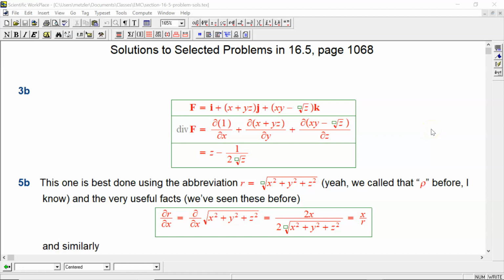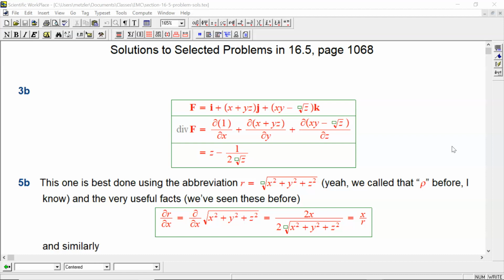Hi folks, I wanted to talk through some of the more interesting solutions to this homework, some of the problems on page 1068, and show you how some nice abbreviations, you might say, but really systematic use of symmetry actually is really helpful. So 3b shouldn't have been too hard. 5b though brings us to a very special vector field.